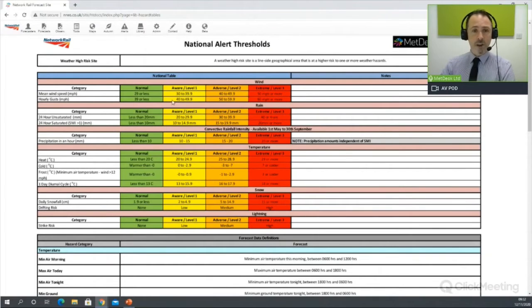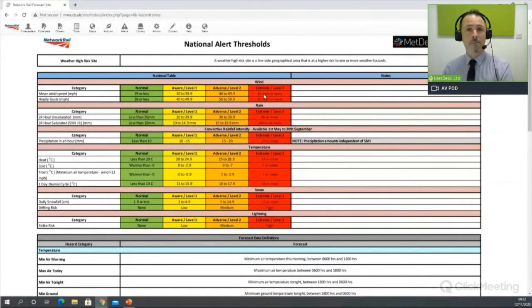And so it's been determined that over 40 miles per hour, Network Rail should be on an aware level 1 risk. That means essentially that the routes are aware of the fact that there's going to be some gusty winds around, and will probably be keeping a closer eye on things. Now, adverse level between 50 and 59, of course, that's where things can start to become more troublesome. And then 60 miles per hour or more is the extreme level 3, or the red level.